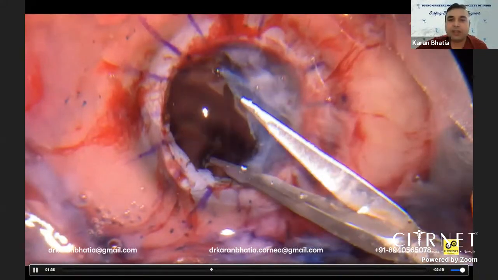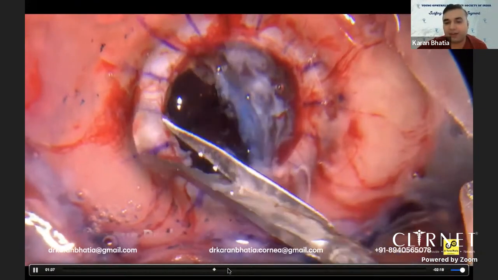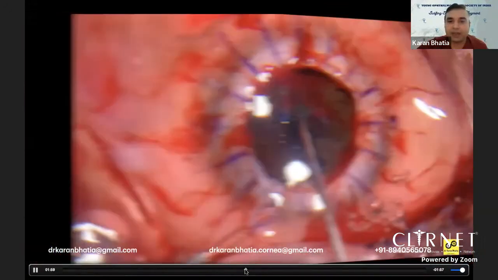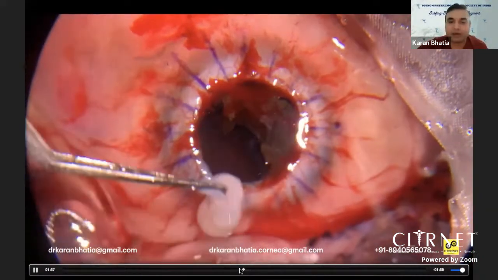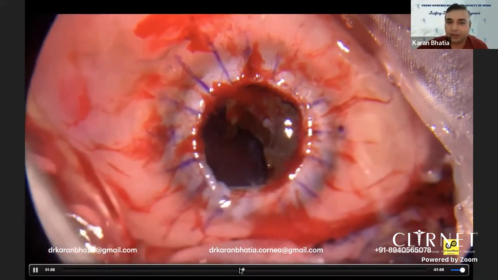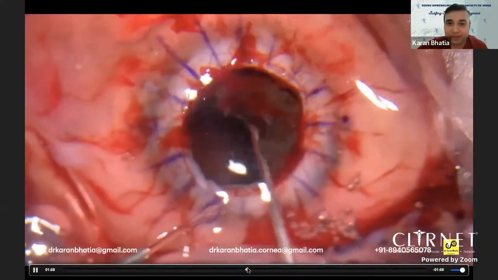And after this was done, you can see that the entire bag complex is there, vitreous is there, the vitrectomy was done, and you can see the entire bag was then removed from the eye. So there's no lens over here. I want to put a lens in the same sitting.